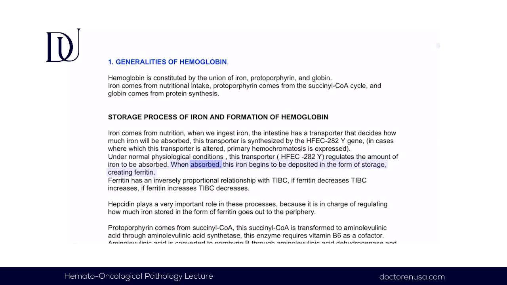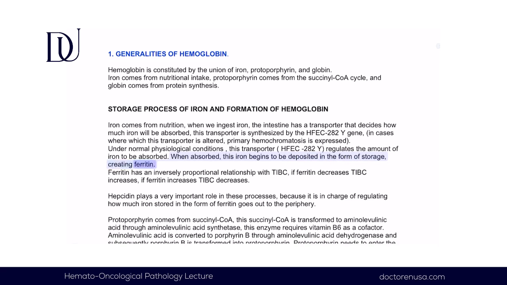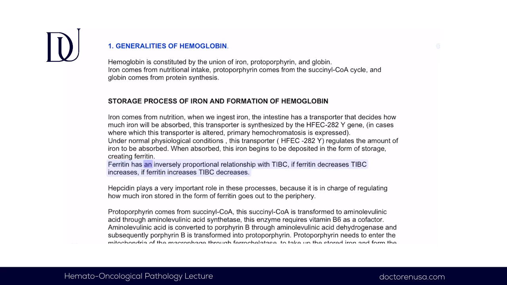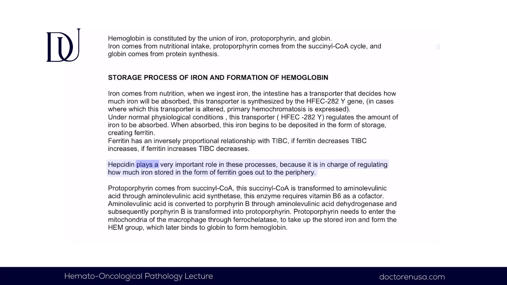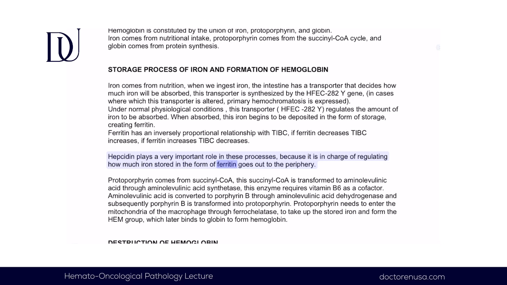When absorbed, this iron begins to be deposited in the form of storage, creating ferritin. Ferritin has an inversely proportional relationship with TIBC. If ferritin decreases, TIBC increases. If ferritin increases, TIBC decreases. Hepcidin plays a very important role in these processes, because it is in charge of regulating how much iron stored in the form of ferritin goes out to the periphery.